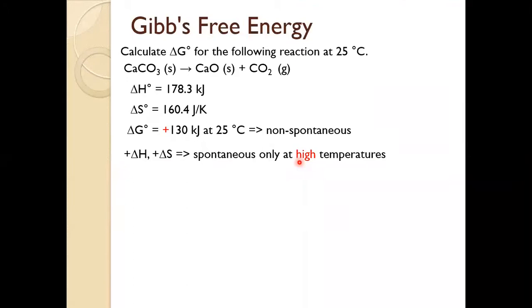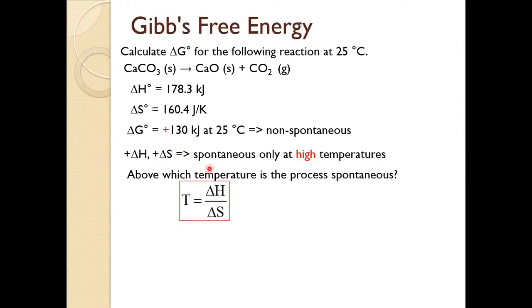So like we did for physical state changes, we have this kind of situation where a process is only spontaneous at either high temperatures or low temperatures, where both the signs of delta H and delta S are the same. Then we can use the same equation that we derived earlier to find the critical temperature above which this process becomes spontaneous. That critical temperature is equal to the delta H of the process divided by delta S of the process.